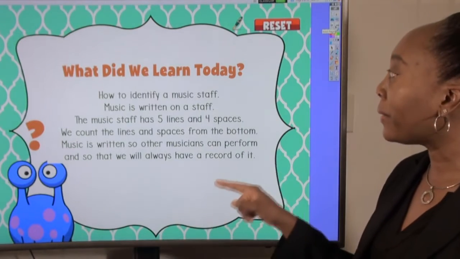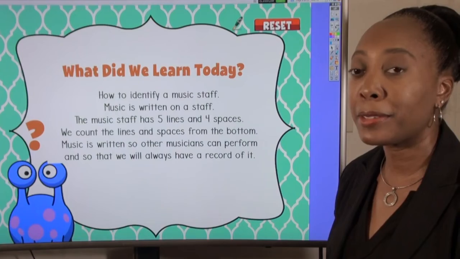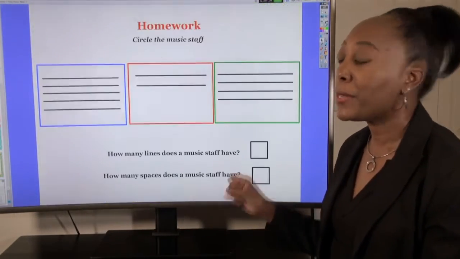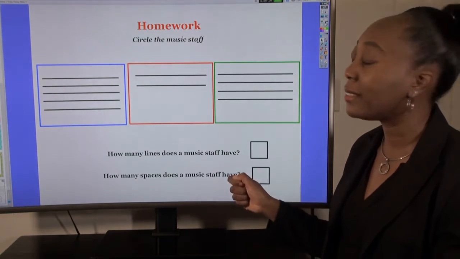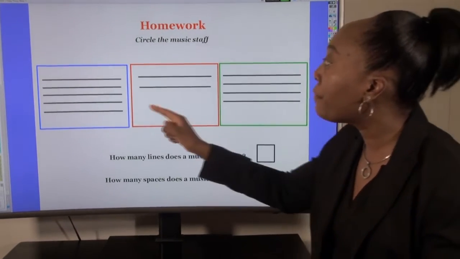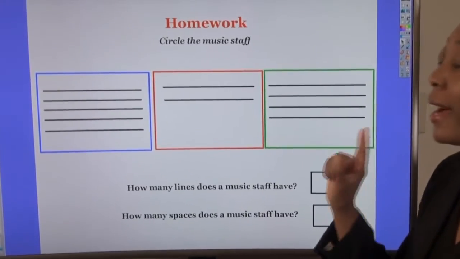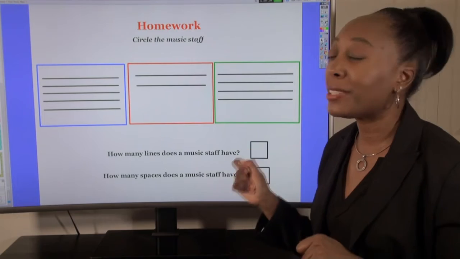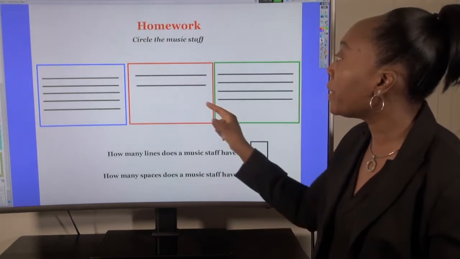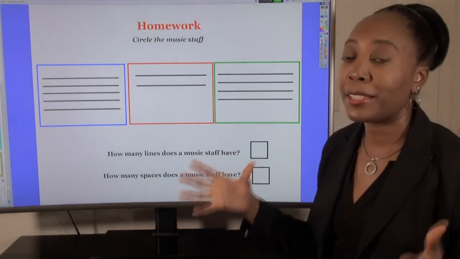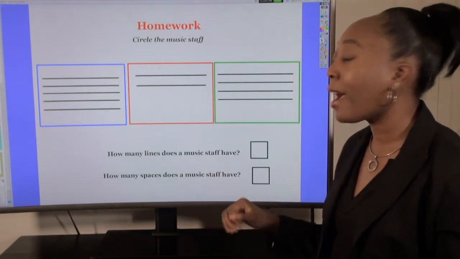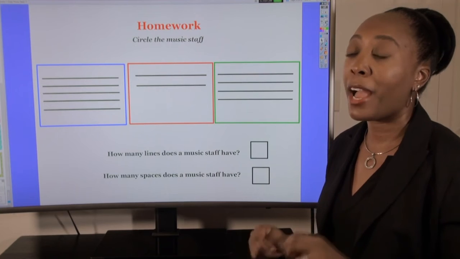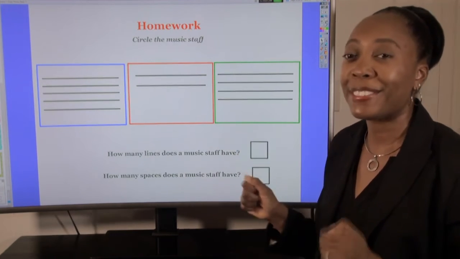We're going to talk about the homework because that's just as important as going through our lesson. So for today, your homework will be to find the music staff. I'm not going to tell you. Your job is to figure out which box has the correct music staff, and then you have to tell us how many lines and spaces, and you might also have to draw your own music staff.